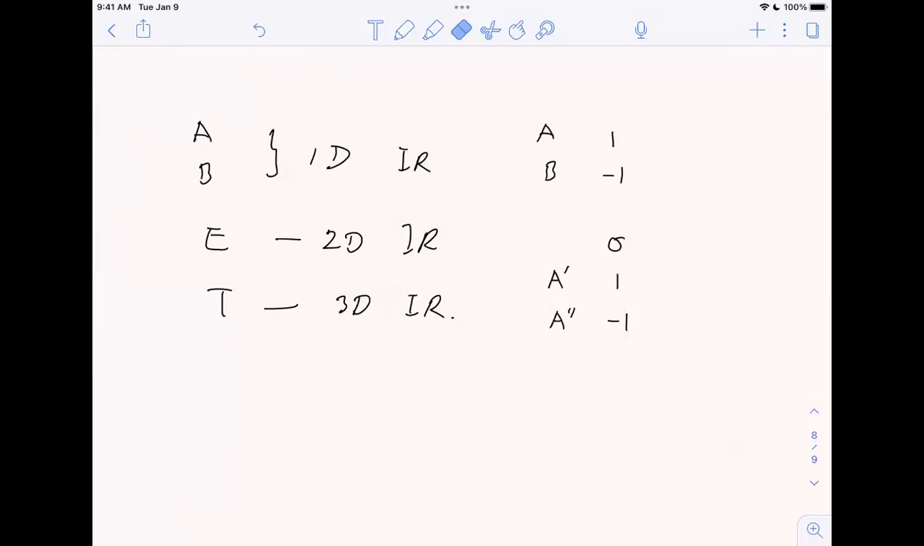This is for the principal operation. If you rotate it by a certain angle and you get 1, it is A. If you rotate it by a certain angle and you get -1, it is called B. So this one is horizontal. My mistake. If on the horizontal one you get 1, it is prime. If it is -1, you get double prime.